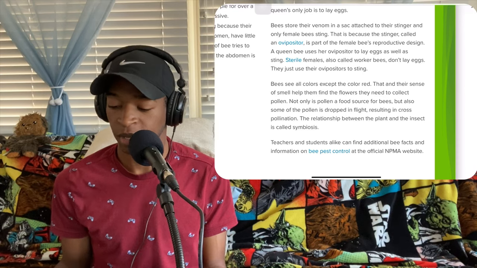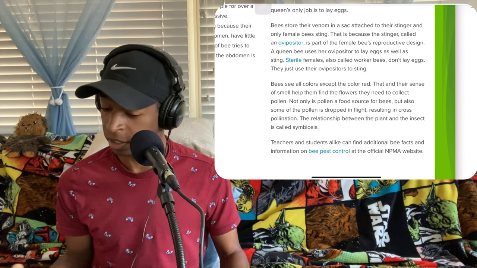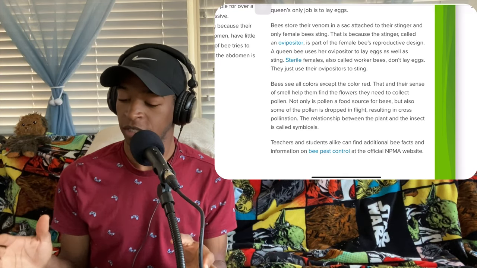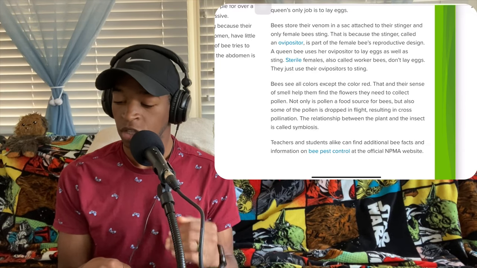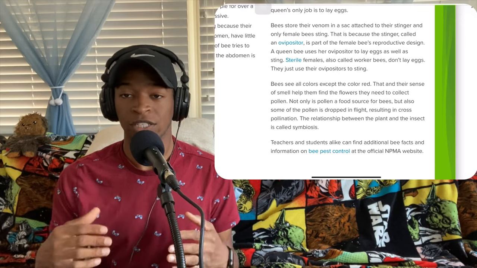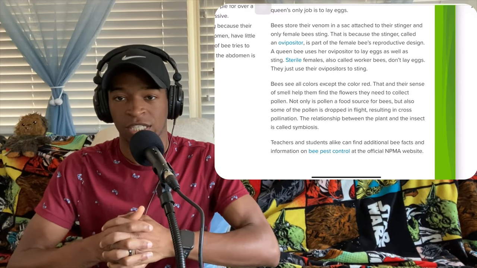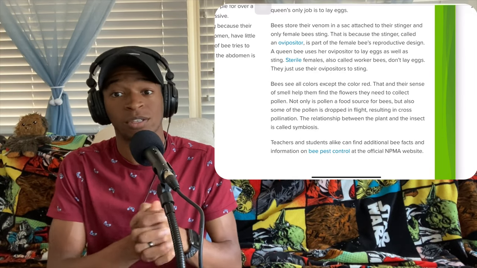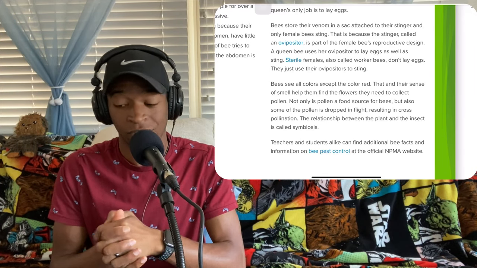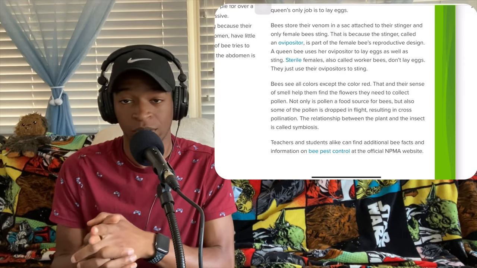Bees see all color except the color red. That and their sense of smell help them find the flowers they need to collect pollen. Not only is pollen a food source for bees, but also some of the pollen is dropped in flight, resulting in cross-pollination. The relationship between the plant and the insect is called symbiosis. A bee is a symbiote for plants, and plants are a symbiote for bees. Flowers. No, plants. Plants in general.